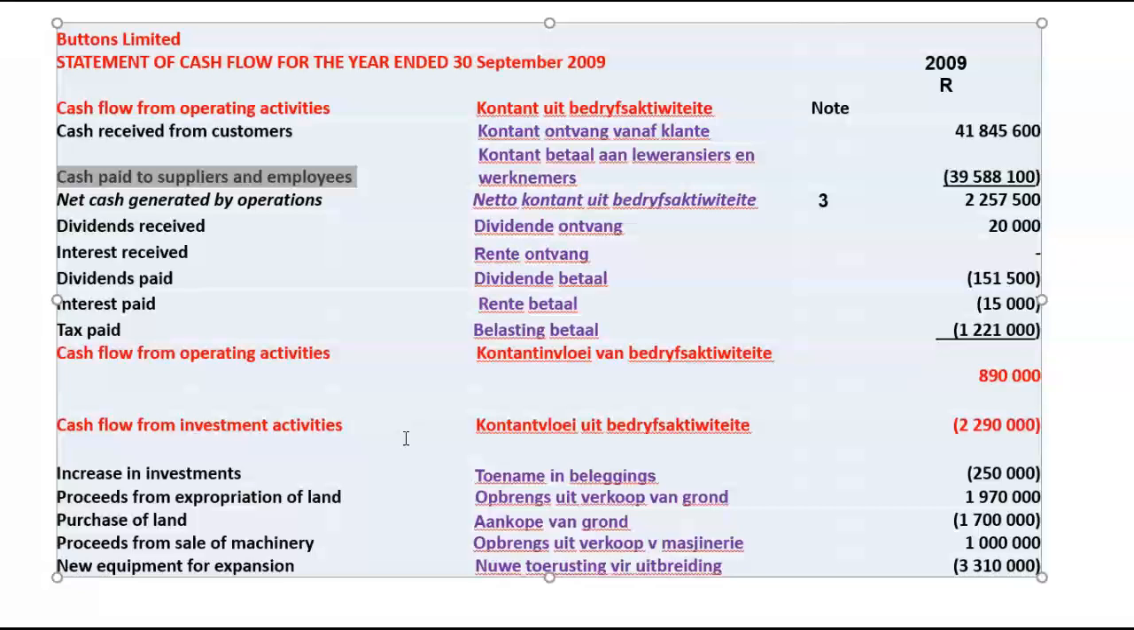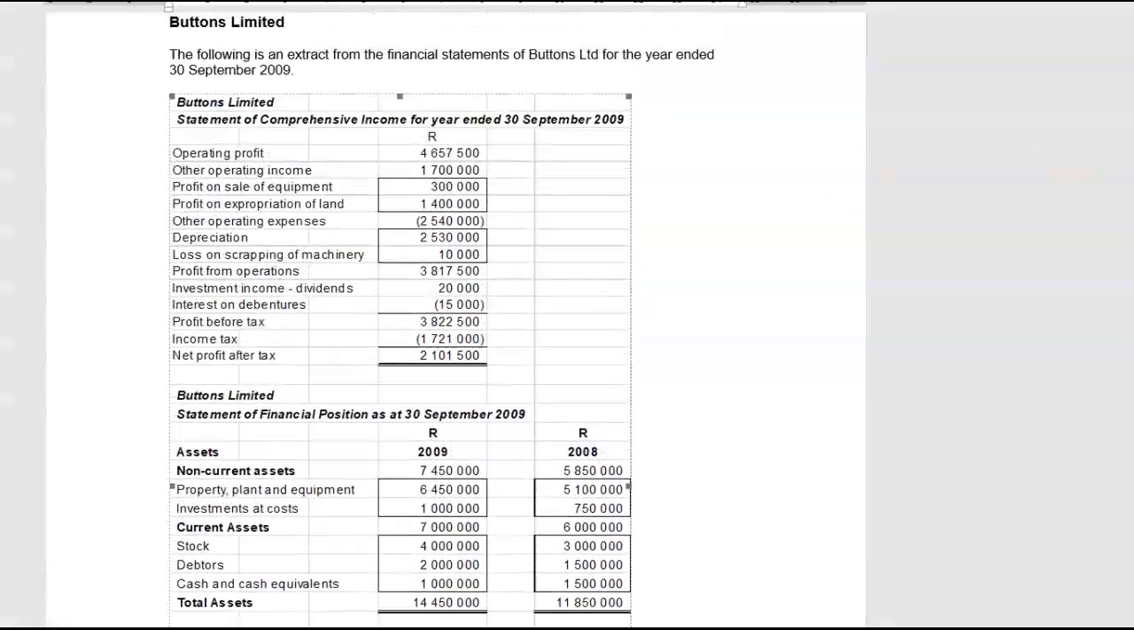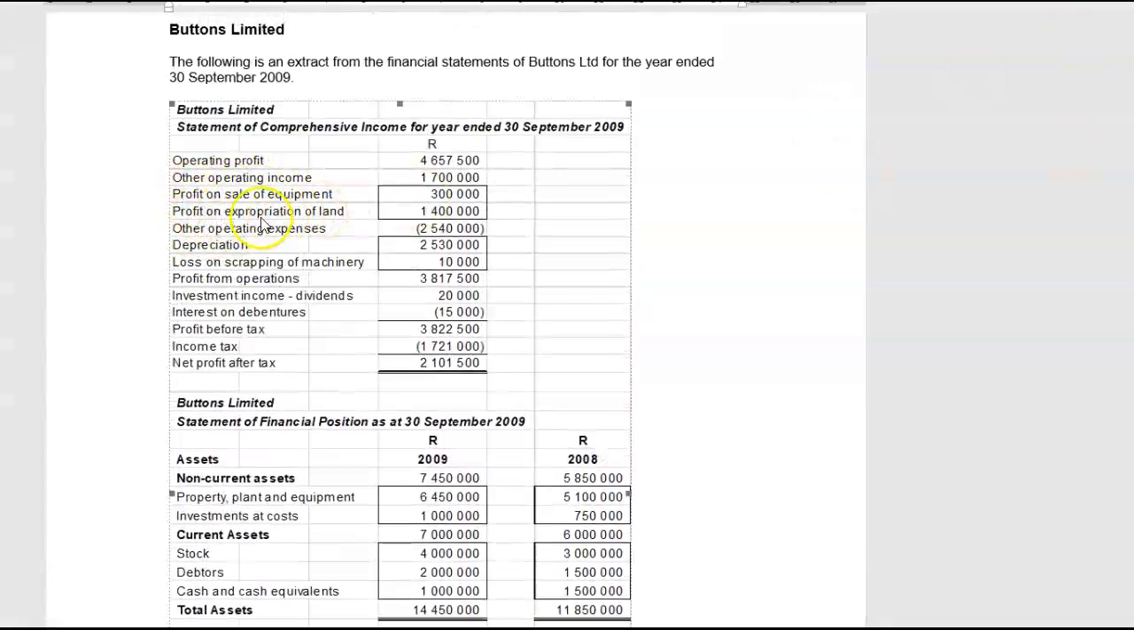Right, so let's start with our starting point in calculating our cash flow from operations. Because we're going to use such a lot of non-cash flow items, and we identified a few when we went through the question, in the income statement they actually showed us quite a few: profit on the sale of equipment, expropriation of land, depreciation, loss on scrapping of machinery. We are going to use that in order to complete quite a large section of our non-cash flow items as well as our investing activities.